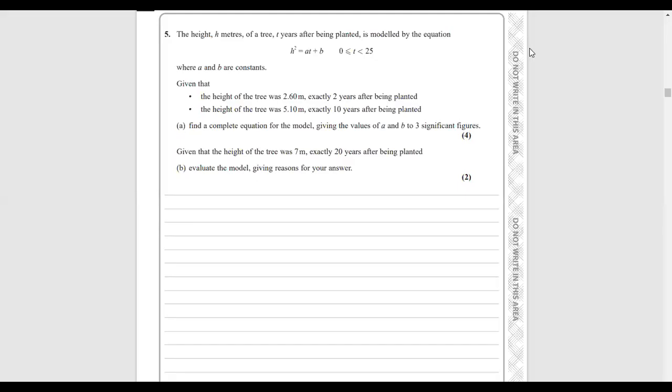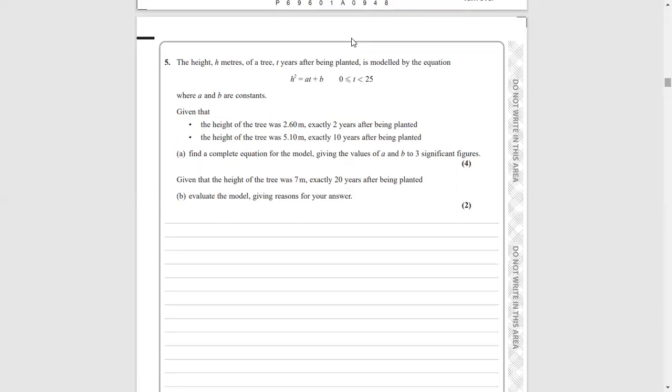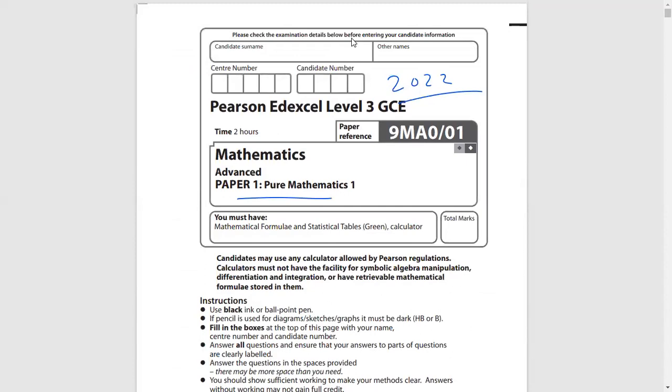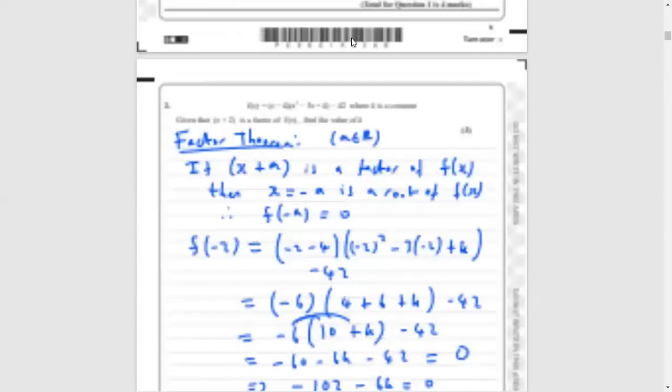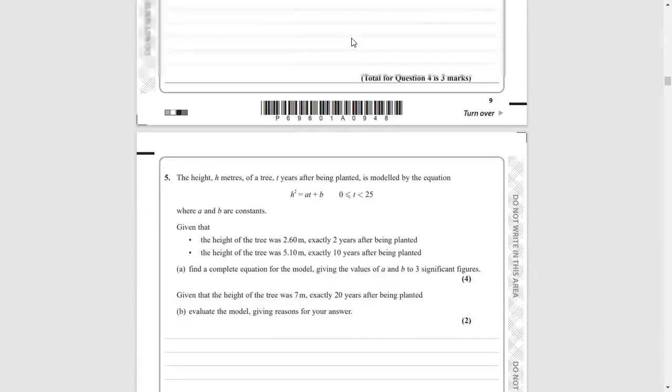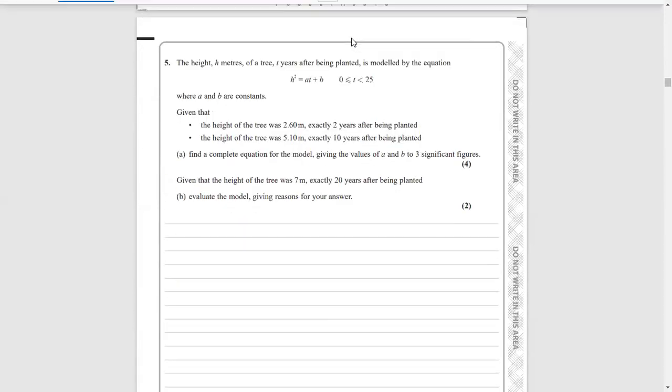Hello, so in today's video, we're going to look at question 5 of the 2022 Edexcel Paper 1 exam. In some of my previous videos, we've been doing question 1 up to question 4 of this 2022 paper, the paper 1 pure maths paper. We're now going to do question 5 of this year's paper. So here we go, this is question 5 here.